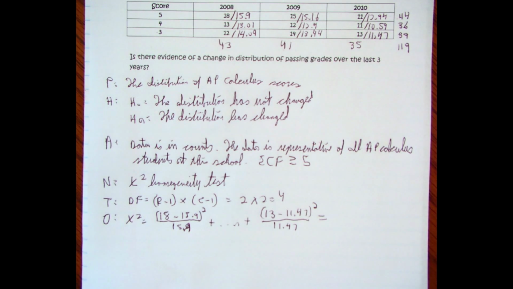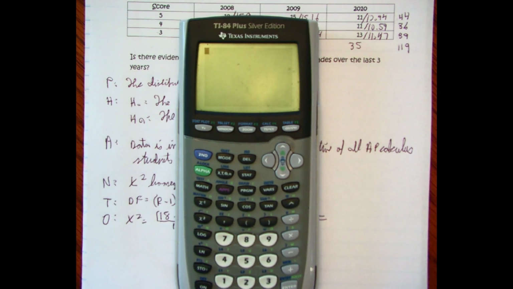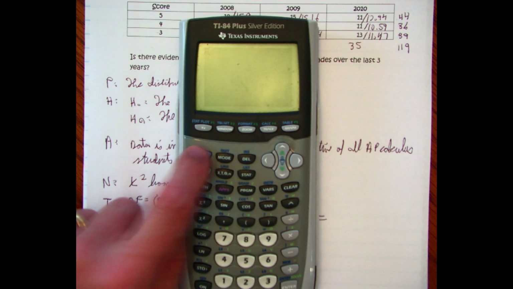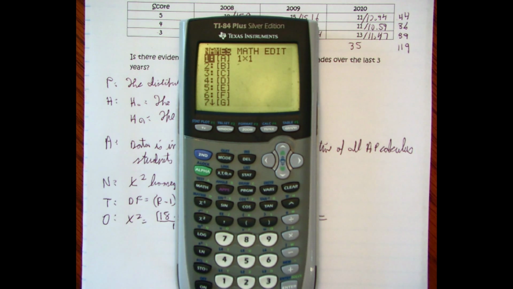Now, when you're dealing with a table, it's very easy. You don't put it into a list. You only put it into a list when you're given one distribution, and it says, okay, this is what the distribution should look like. You're not given that here. You're given a table. So the way we do a table is we go to a matrix. The matrix button is the second x minus 1 here. So second, x minus 1. And we're going to edit the first matrix. It's going to ask you the size of the matrix.